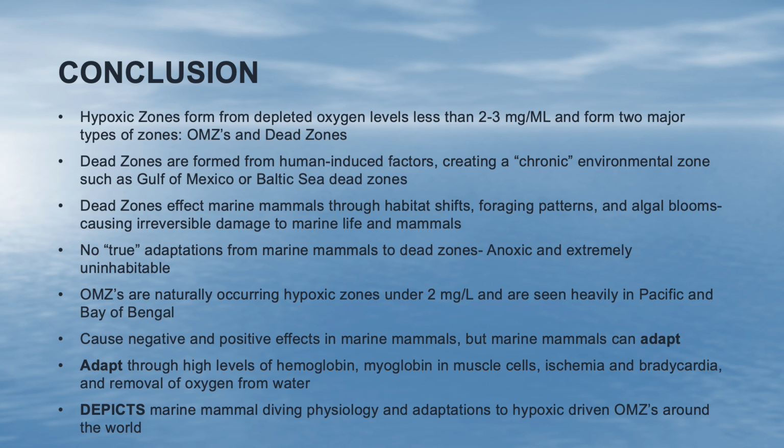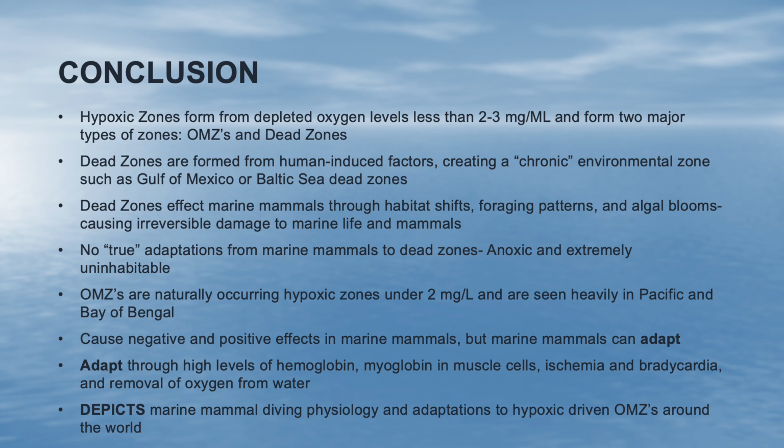On the flip side, oxygen minimum zones are naturally occurring hypoxic zones under 2 milligrams per liter and are seen heavily in the Pacific and the Bay of Bengal. They cause both negative and positive effects, as I discussed earlier, but the main key is that marine mammals can adapt. They adapt through high levels of hemoglobin, myoglobin in the muscle cells, ischemia, also called vasoconstriction, bradycardia, and the removal of oxygen from water, which is also very important. This depicts marine mammal diving physiology and the adaptations to these hypoxic-driven oxygen minimum zones around the world, and it shows the effects that these hypoxic zones have on marine mammals and how they can adapt. And if they can adapt, why can they not adapt?